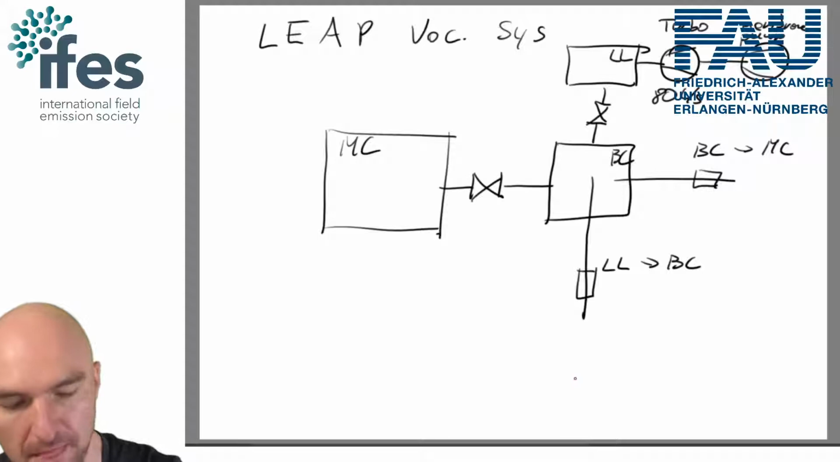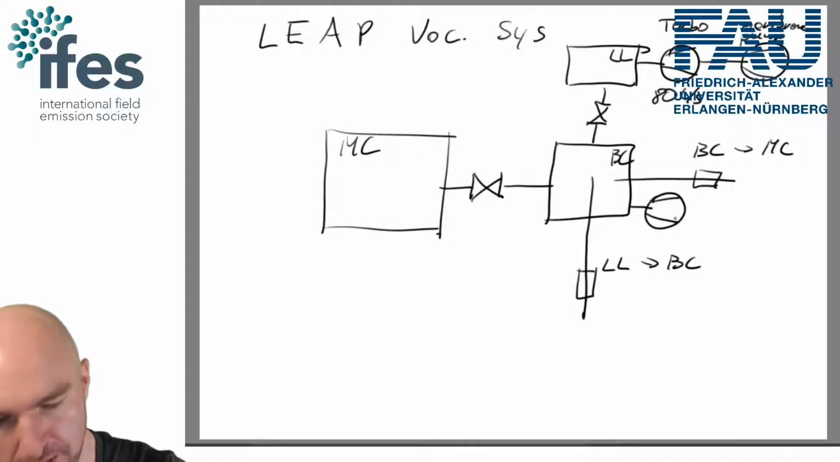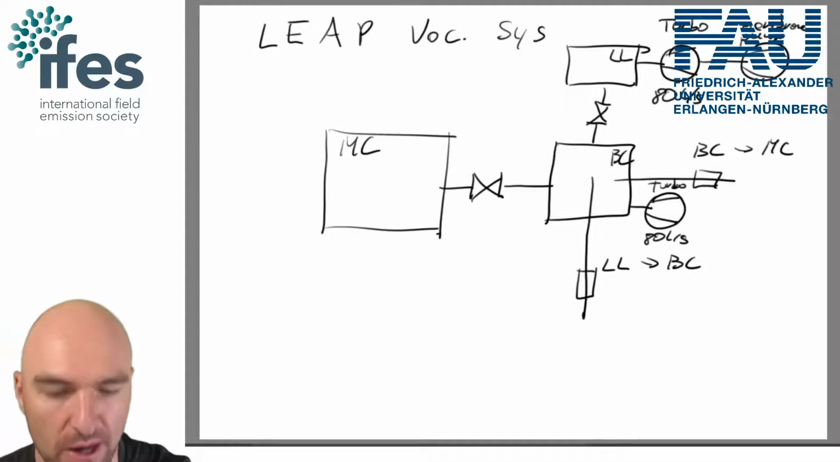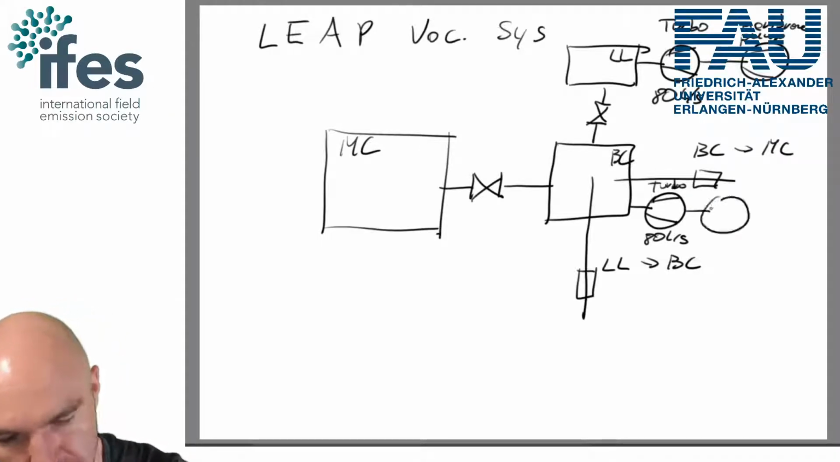And it's actually the same on the buffer chamber. So you have a turbo with 80 liters per second, and again, you don't have to worry by now how turbos work. I'll explain it in detail later. And that is again backed by a separate membrane pump.